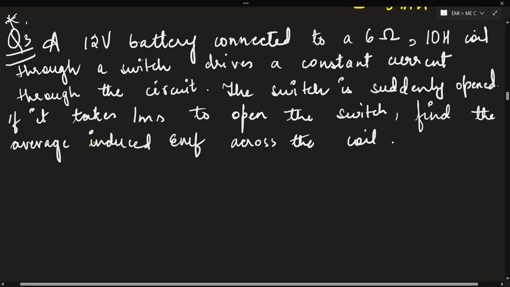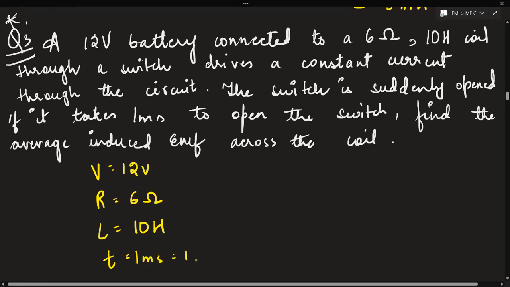So here what it is given, voltage is given as 12 volts, the resistance is given as 6 ohm, inductance is given as 10 Henry. Then it says through a switch drives a constant current through the circuit, the switch is suddenly opened. If it takes 1 milliseconds to open the switch, it means time is given as 10 to the power minus 3 seconds. Find the average induced EMF. In this formula, minus L di over dt, EMF is unknown, we have to find this. L we know, t we know.